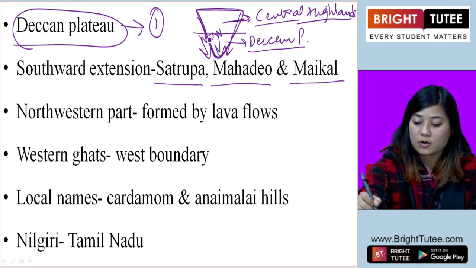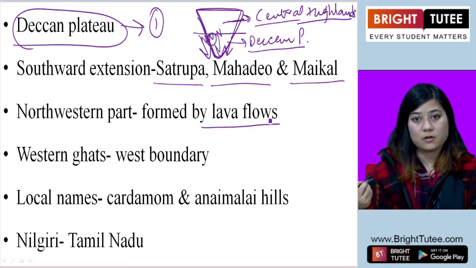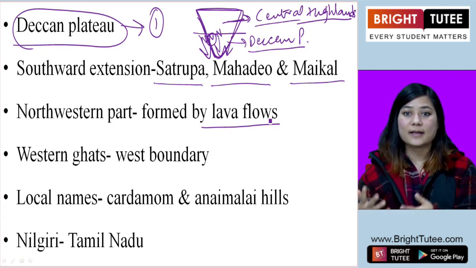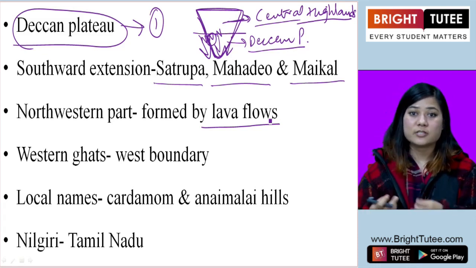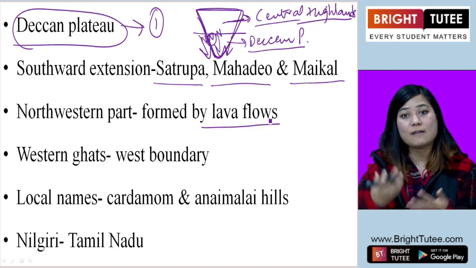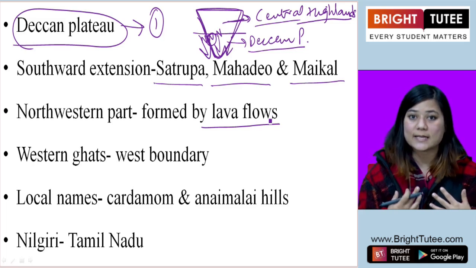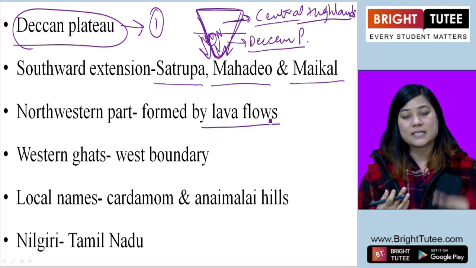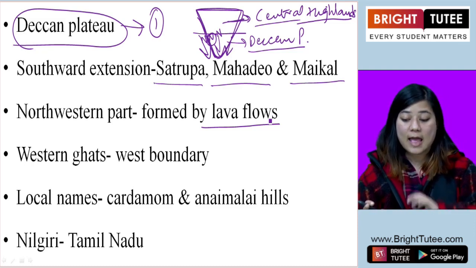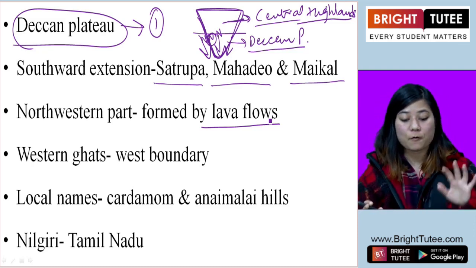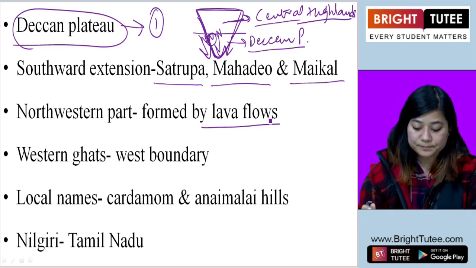The northwestern part of this Deccan Plateau is formed by lava flows. There used to be some active volcanoes in that area at some point in time, and as a result of the volcanic eruptions, the lava that flowed out of those volcanic mountains settled and made land formations, and that resulted in the formation of the northwestern part of the Deccan Plateau.